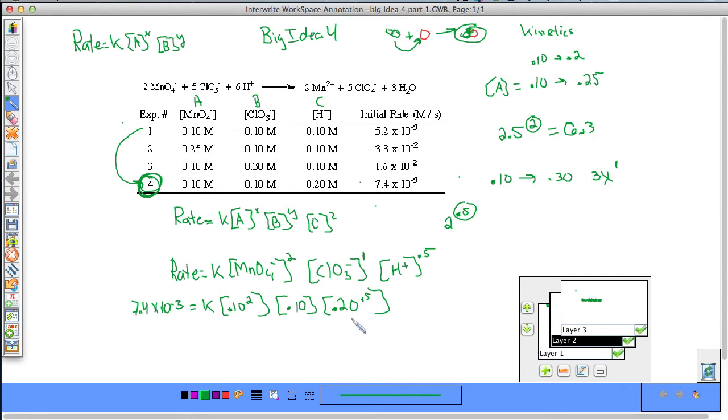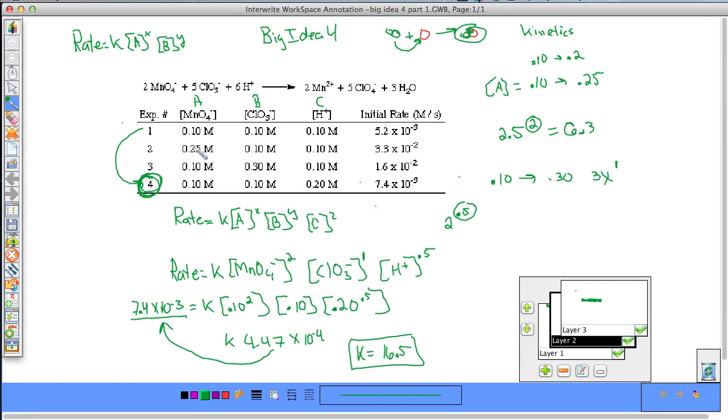Now, if I multiply all of these together, I get something like 4.47 times 10 to the negative fourth. And so I have K times that. So now all I'm going to do is divide this by this to solve for K, and isolate K by itself. And it turns out that K, in this case, equals 16.5. So my rate constant for this one is 16.5.